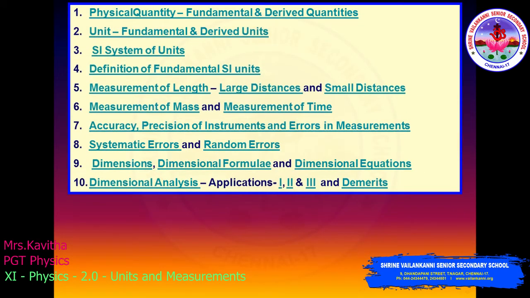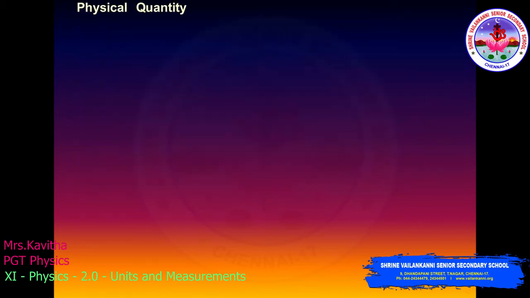In that, physical quantity, fundamental and derived quantities, units, fundamental and derived units, SI units, and definitions of fundamental SI units, measurement of length, that is in large distances and small distances, measurement of mass and measurement of time, accuracy, precision of instrument, and errors in measurements, systematic errors and random errors, dimensional formulae, equations, all in that about full units and measurements we are going to learn from this unit, right?